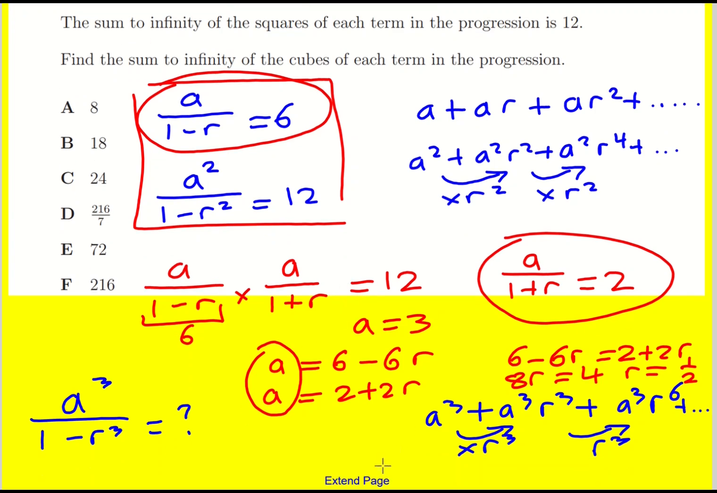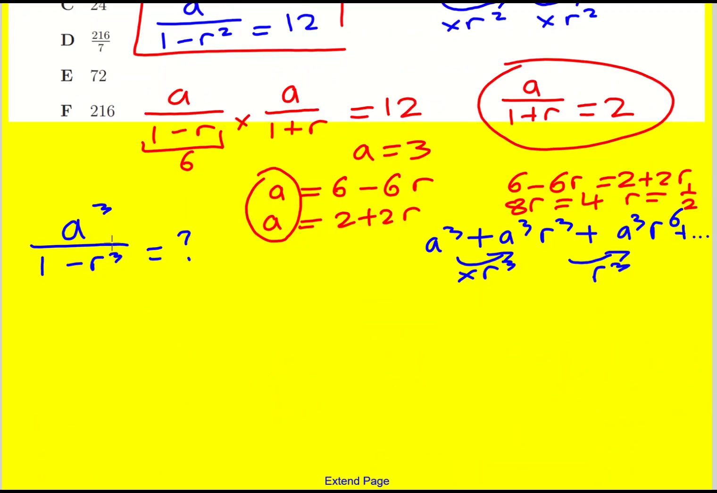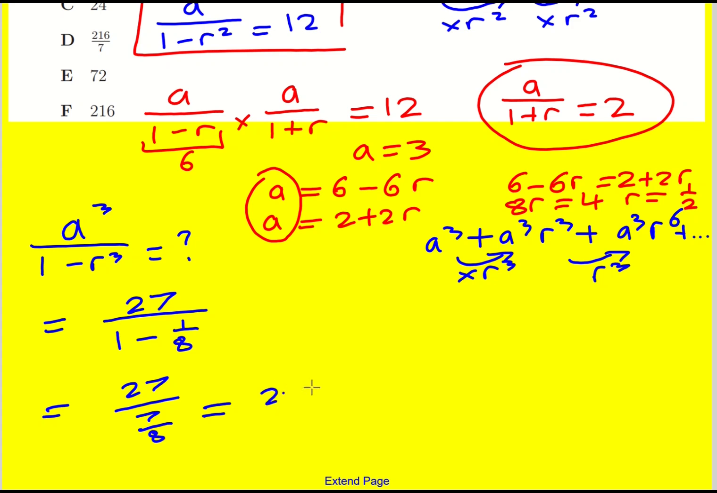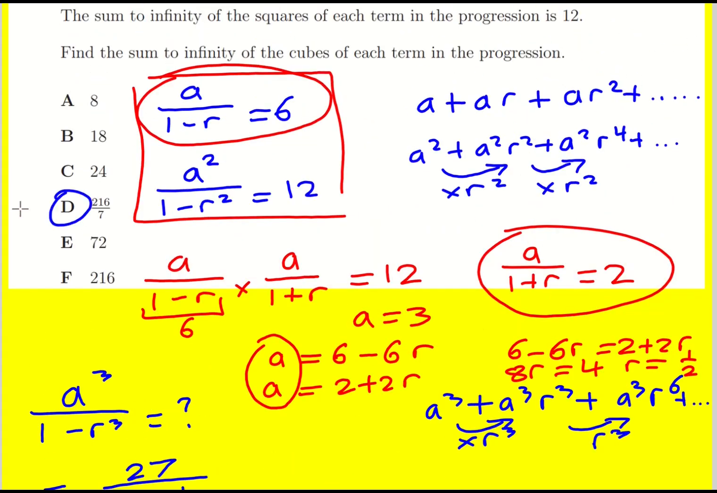Okay, we found those two values, so we're basically there, because a cubed divided by 1 minus r cubed is therefore going to equal, well, it's 3 to the 3, so 27, 3 times 3 times 3, over 1 minus a half to the power of 3, that's 1 over 8. That becomes 27 divided by 7 over 8, which is the same as 27 times 8 over 7. That ends up being 160 plus 56, that's 216 over 7. So our answer is D. Brilliant question.